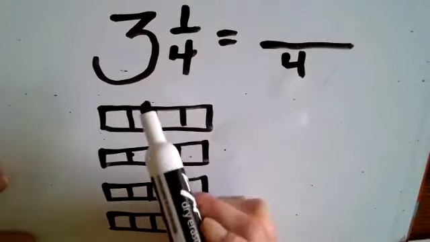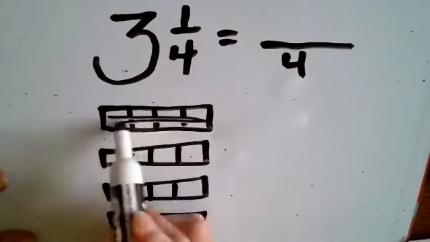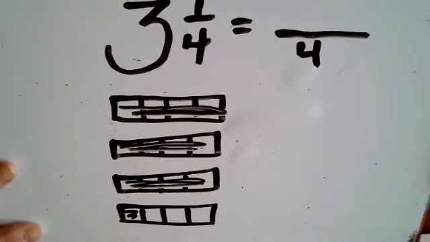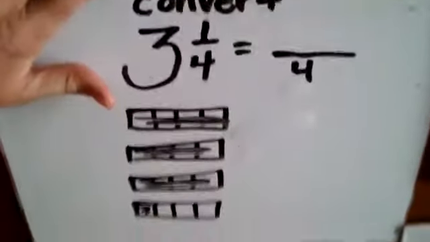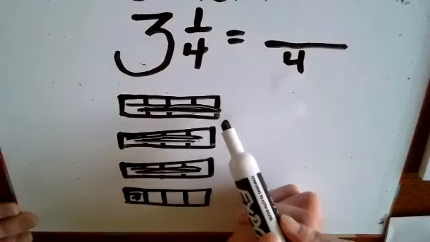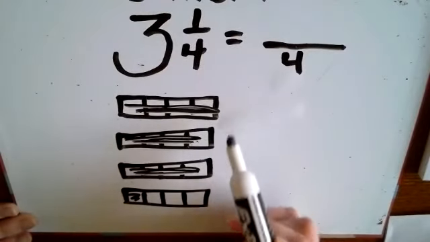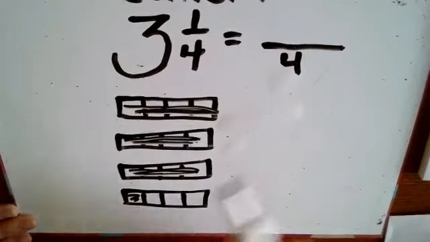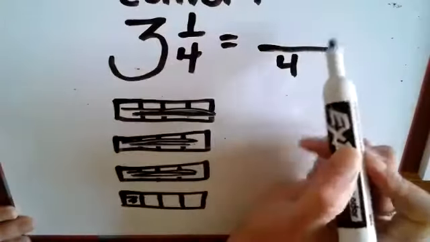I ate 3 candy bars. 1, 2, must be delicious. 3 and 1/4 of another. Again, what I just did is I shaded 3 and a fourth. 1, 2, 3 and a fourth. Now they want for this answer to make this a fraction greater than a whole.